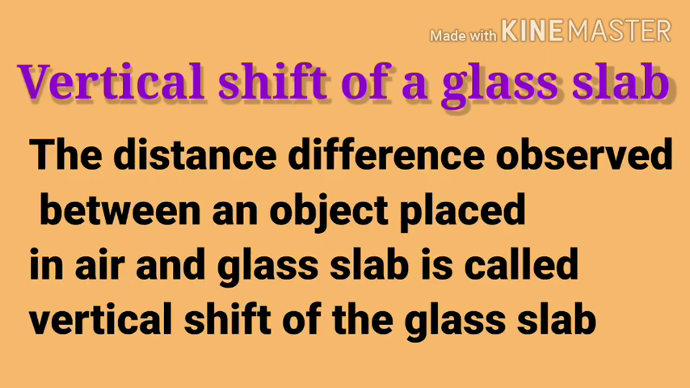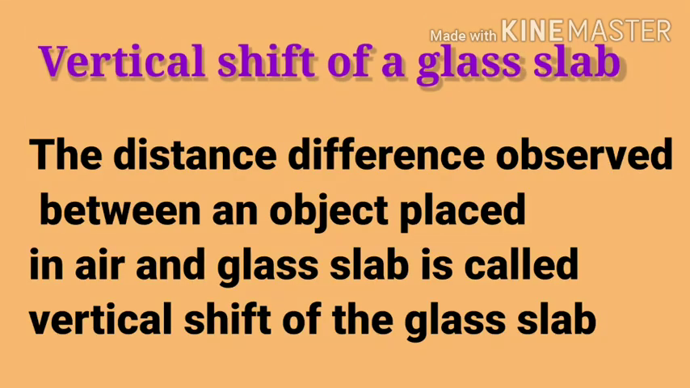What is vertical shift of a glass slab? The distance difference observed between an object placed in air and in a glass slab is called vertical shift of the glass slab.